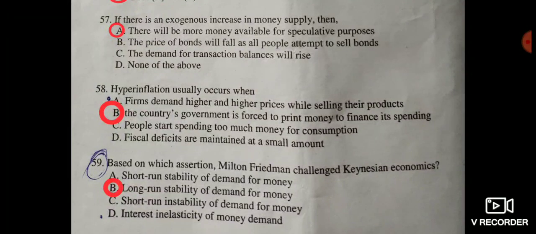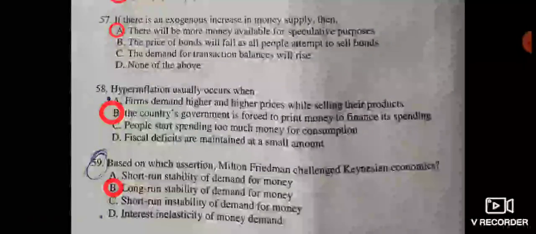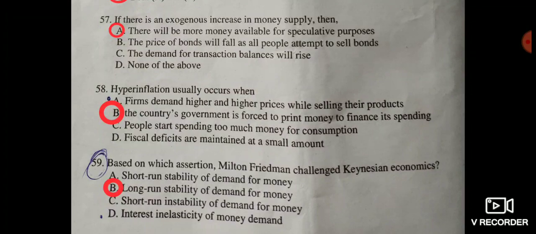The next, based on which assertion did Milton Friedman challenge Keynesian economics? Given options are: short run stability of demand for money; long run stability of demand for money; short run instability of demand for money; interest inelasticity of money demand. Milton Friedman challenged Keynesian economics on the basis of long-run stability of demand for money, and it is given in option B. So option B is the correct answer.